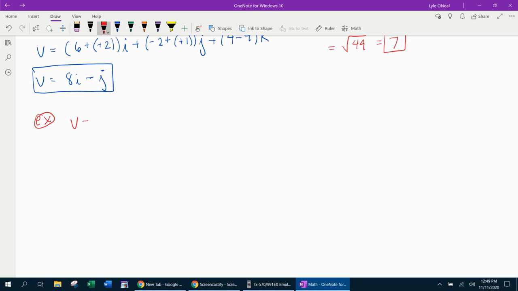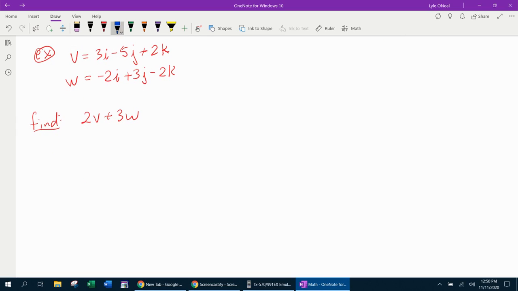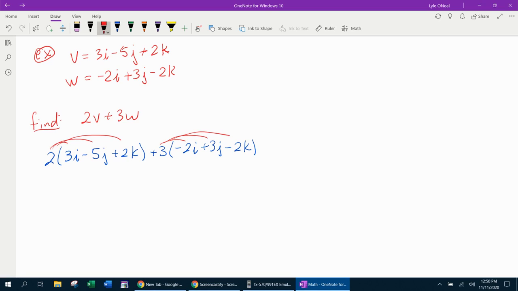Moving on. In the next example, they give us vector v is 3i minus 5j plus 2k, and vector w is negative 2i plus 3j minus 2k. And here they want us to find 2v plus 3w. So this is going to be some vector algebra in which we are going to substitute. So 2v is going to be 2 times vector v, 3i minus 5j plus 2k, plus 3 times vector w, negative 2i plus 3j minus 2k. And then we're going to do the distributive property twice and CLT, combine like terms.